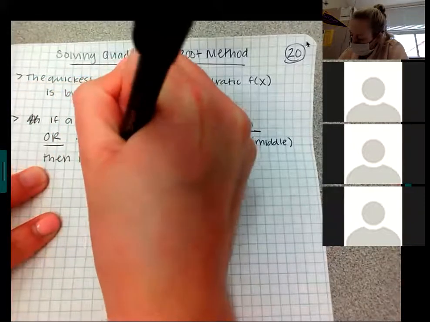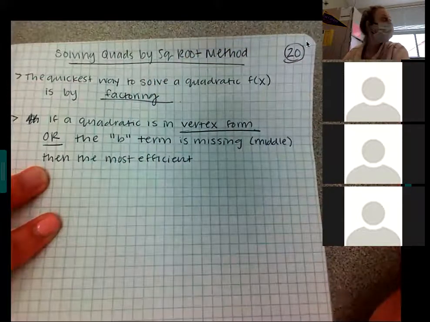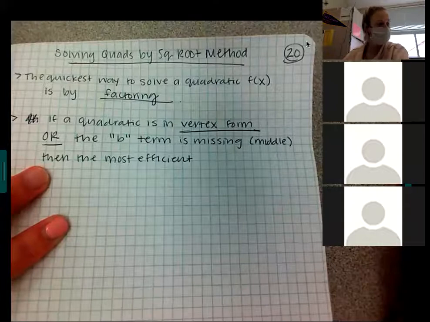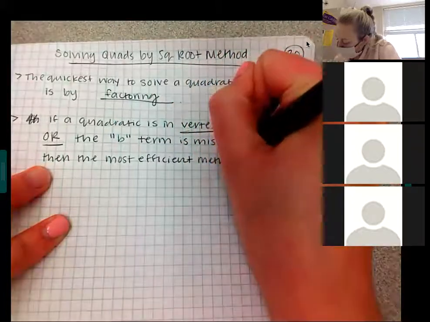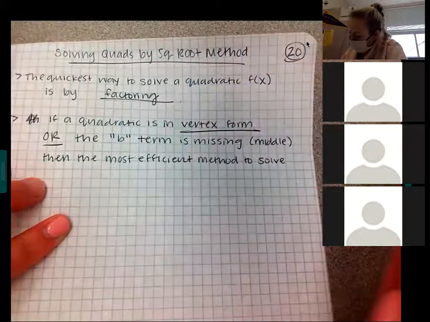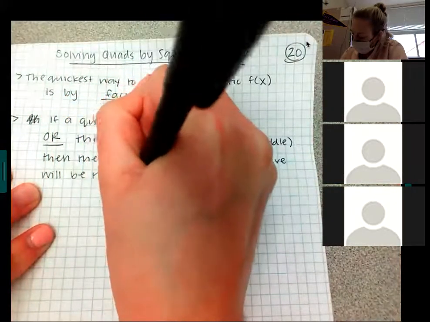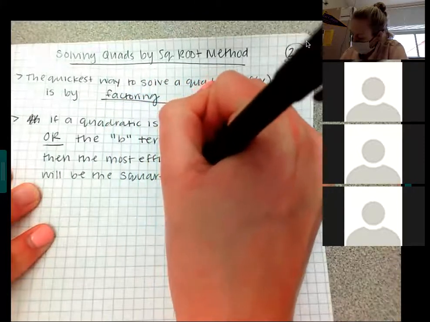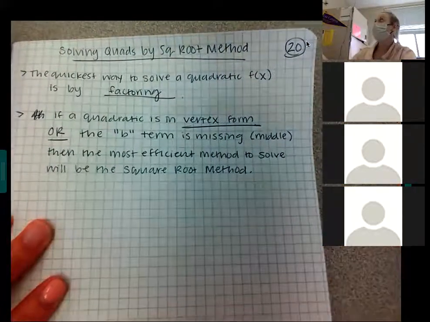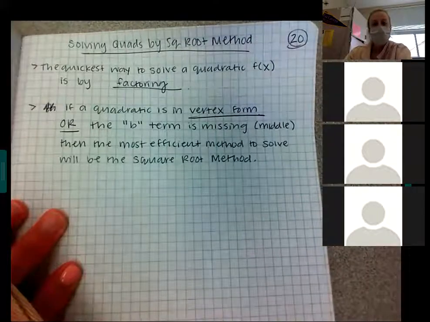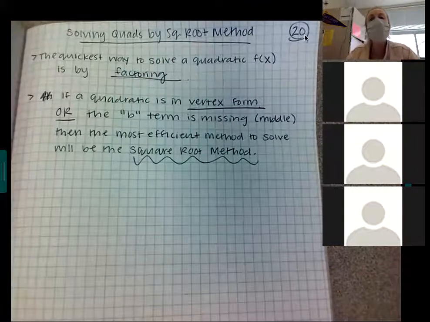Then the most efficient, what's efficient mean? Good. Quickest, fastest, least amount of work. Good. The most efficient method to solve will be the square root method. My handwriting is ugly today. I need to get it together. Square root method. It's because I haven't taken notes in like 5 days. All right, square root method.